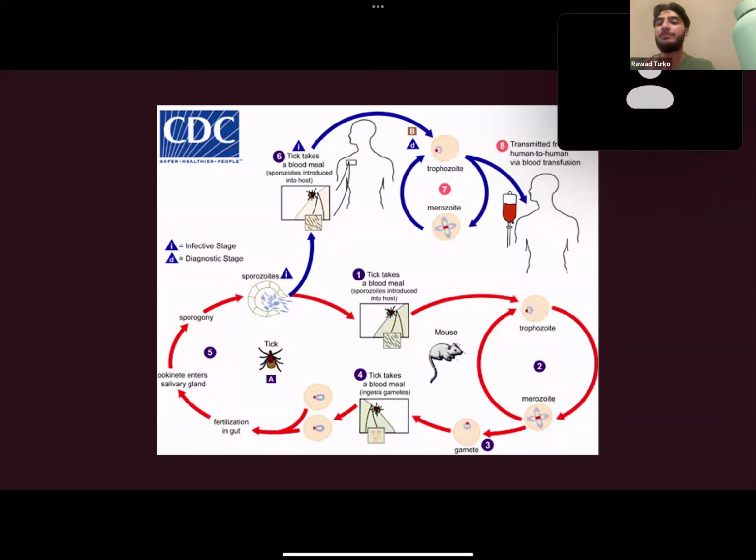So once it's in the human, unless it's cleared out via medication or the spleen or anything like that, it's going to stay in the human. It's not going to go anywhere else. Okay? So the trophozoite and the merozoite.